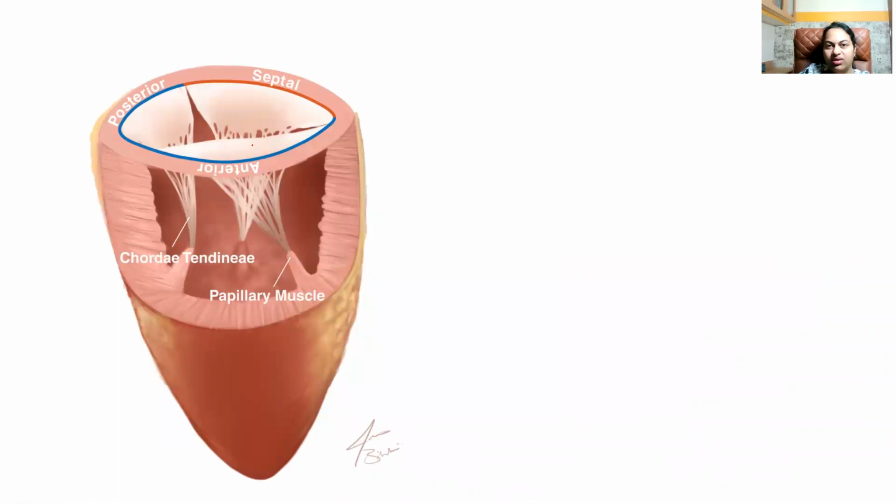So here, in college, you're going to learn a little bit of details about these valves. Yeah. So can you identify what valve is this? The right atrioventricular valve, which is also called the tricuspid valve. Can you make out the three cusp here? The anterior, posterior, and the septal cusp.